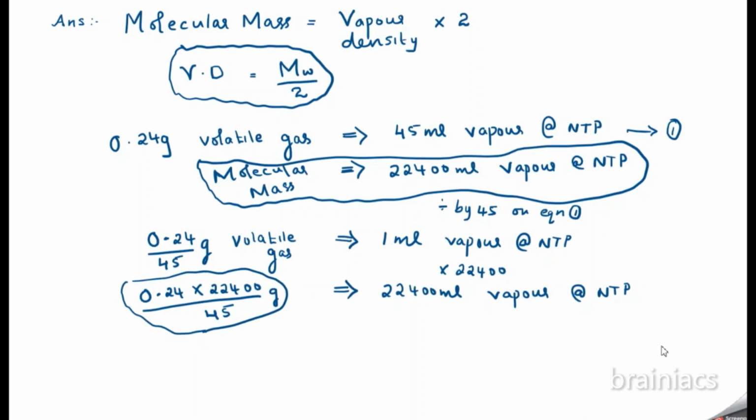So this value is 0.24 into 22400, which comes around 5376, divided by 45. That will be 119.4. So 119.4 gram is my molecular weight. Now we can find the vapor density.